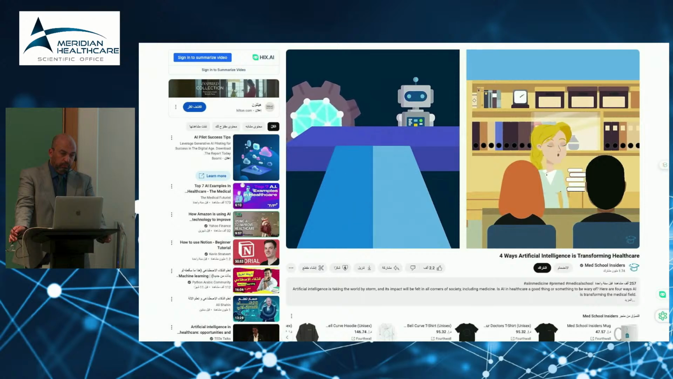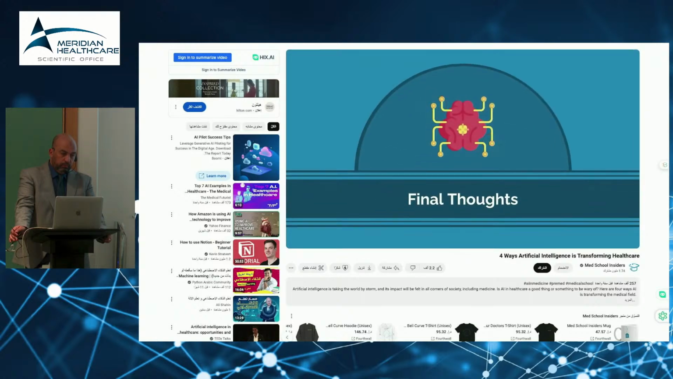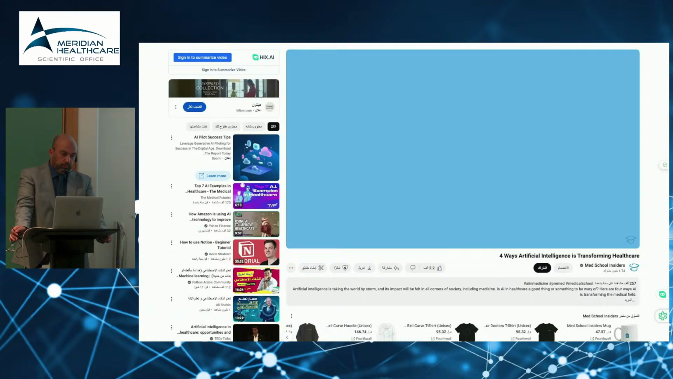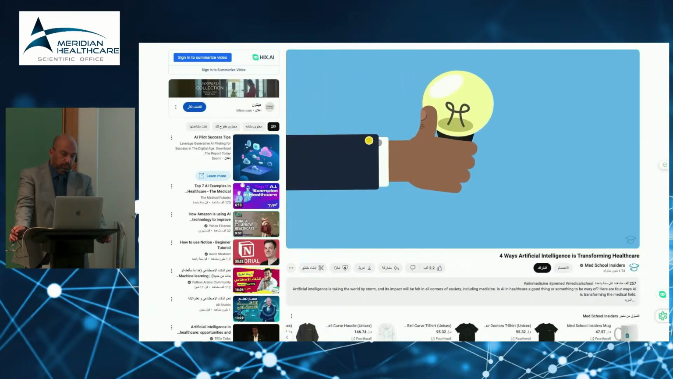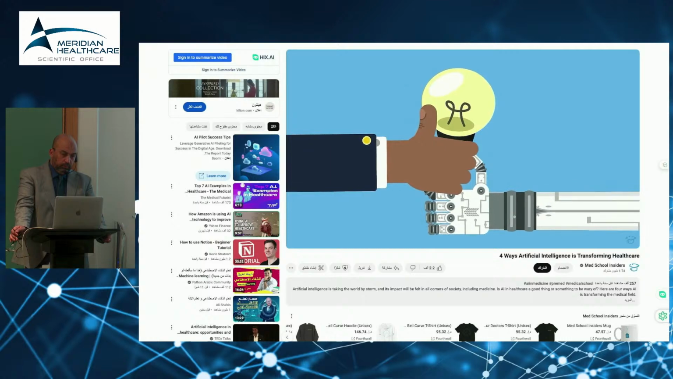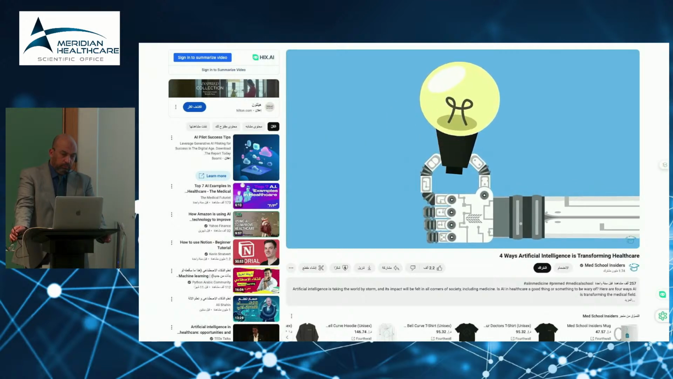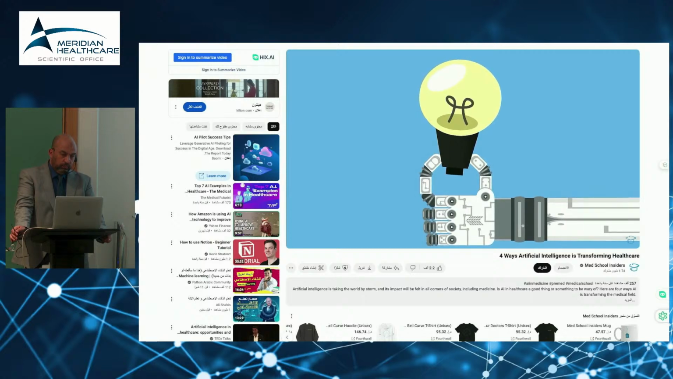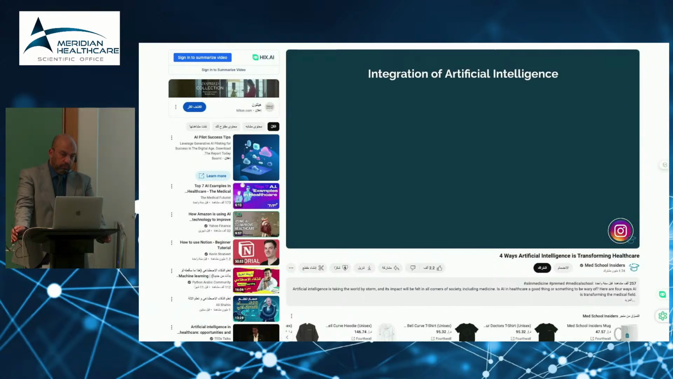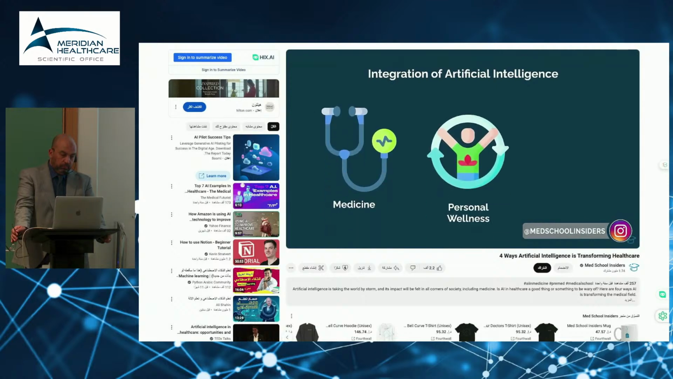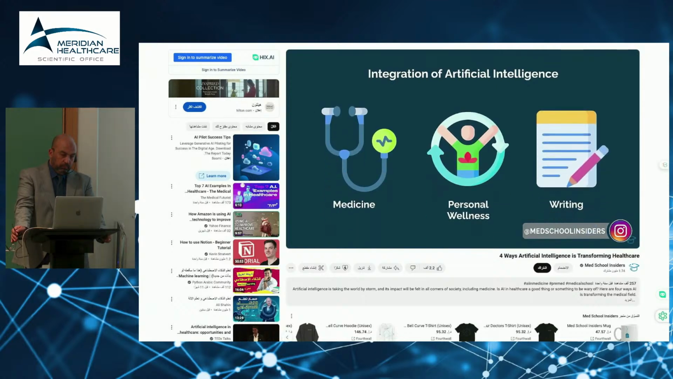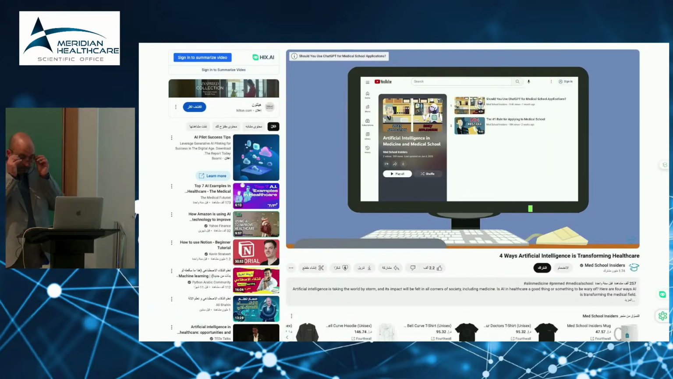AI has huge potential to revolutionize many different facets of medicine, but with any change, we should be cognizant of any drawbacks or possible biases we could be introducing. AI, after all, is designed and programmed by humans, so it's susceptible to the same biases we are. As AI technology rapidly evolves in all areas of our lives, from medicine to personal wellness to writing, we'll continue to cover emerging topics here on our YouTube channel and the Med School Insiders blog.